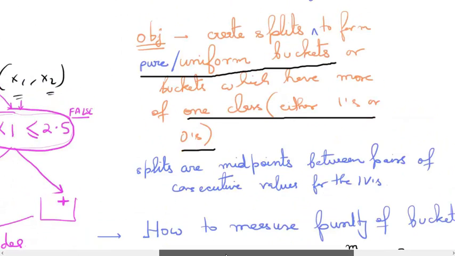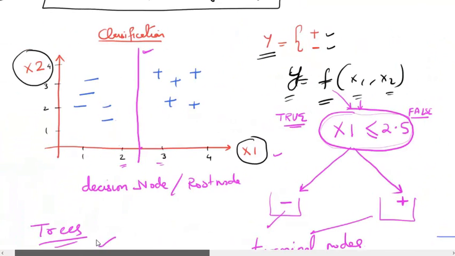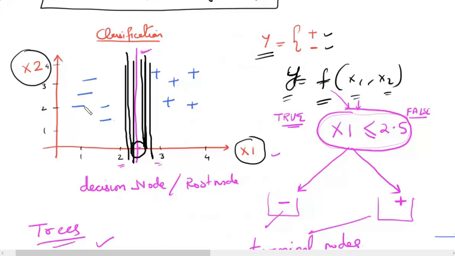And where are the splits made? We have seen the splits are made at the midpoints of consecutive pair values of independent variables. So I intentionally split this at 2.5 because it was the midpoint of 2 and 3. Otherwise we can draw an infinite number of lines between 2 and 3. So there would be confusion about which line to select, because there can be an infinite number of lines and all of these lines will be able to perfectly split the pluses from the minuses. So which line do we select? We select the line which passes right through the middle of the consecutive points.